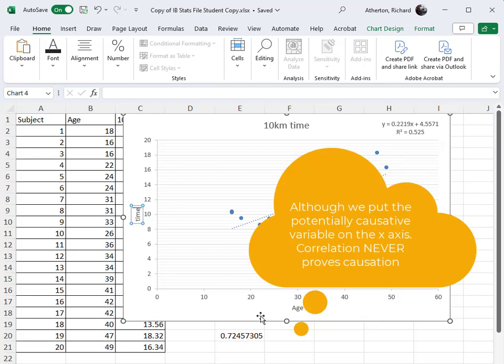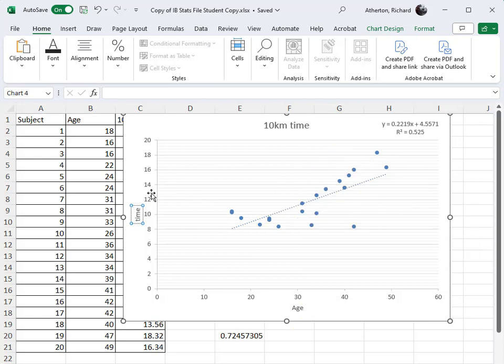Now, because the R value, 0.725, is reasonable, we can use this as a predictor. So a 35-year-old comes along, and we can use this. I would estimate your 10K time is going to be 12 point something minutes. You're not saying this with huge confidence because the correlation is not super high.